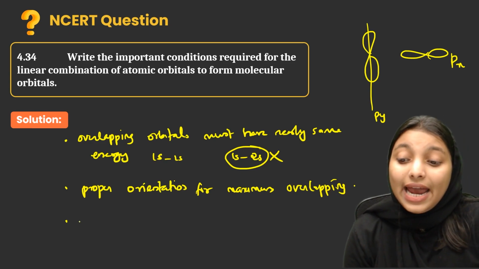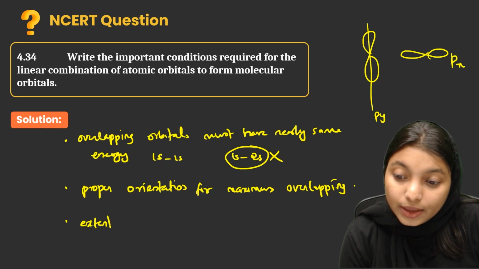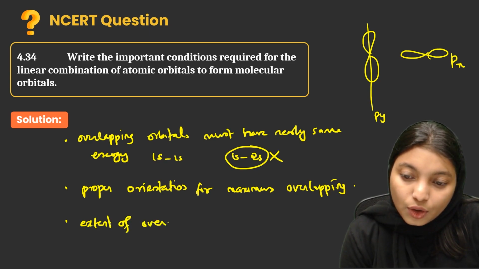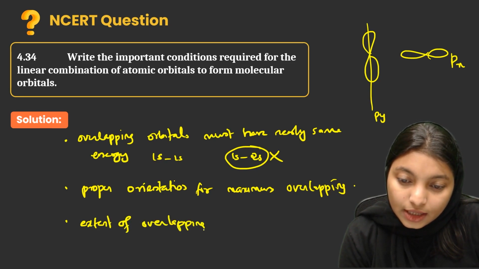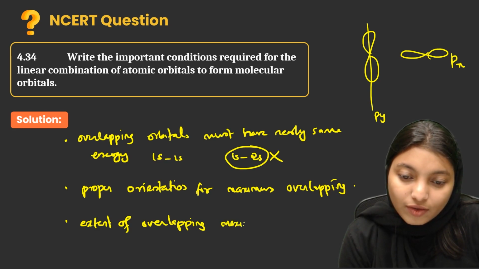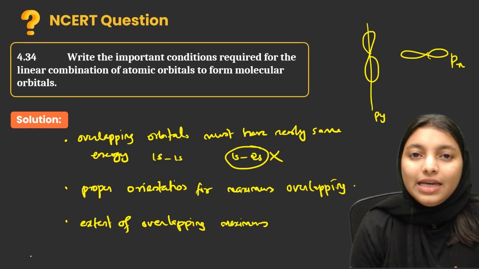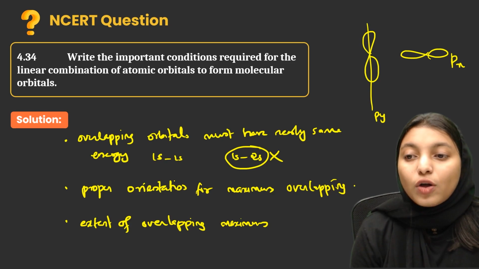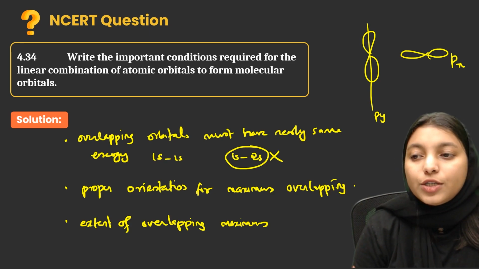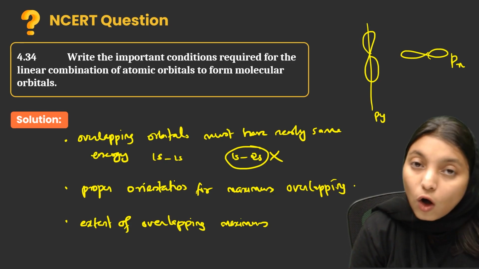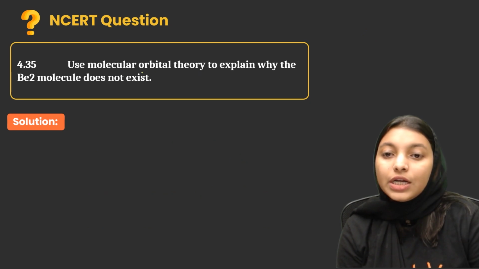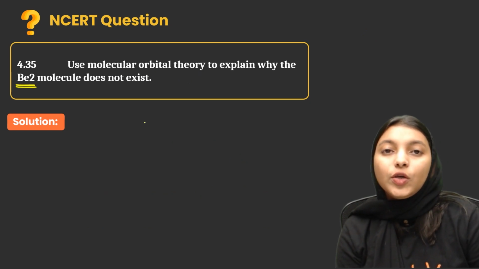orbitals is that the extent of overlapping must be maximum. Yes, so these are the three conditions for linear combination of atomic orbitals to form their molecular orbital. Use molecular orbital theory to explain why Be2 molecule does not exist.